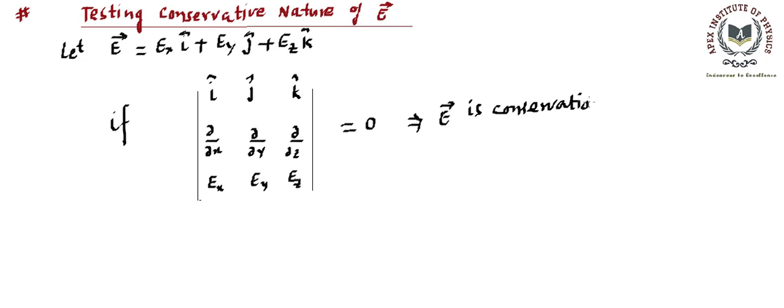However, if this does not come out to be 0, then we will say the expression is non-conservative in nature. So this is how we can test whether the expression is conservative or not. We will have an example to use this method to test whether the field is conservative, but this is the method that is important for us to understand.